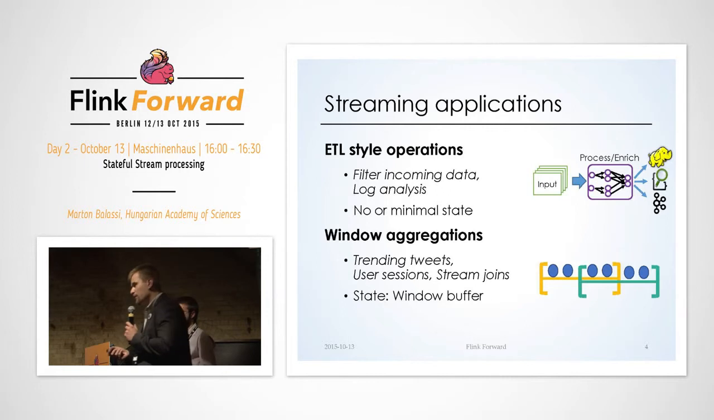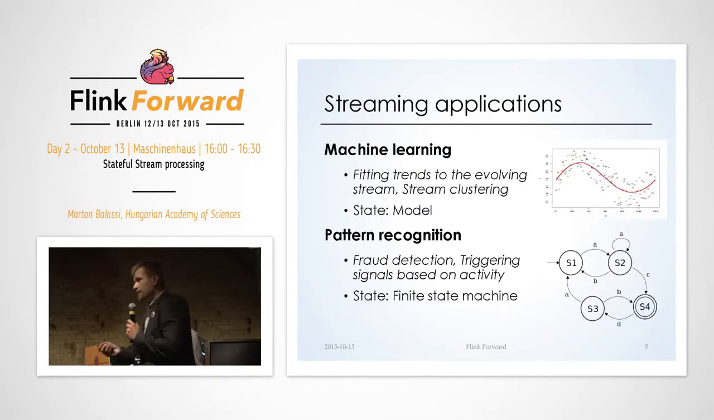What happens if you go into window aggregations? Well, if you have a large window buffer and suddenly it's lost because your machine is down, how do you retrieve that? How does the system retrieve that for you? That's some application where you have state. What happens if you go to more complex applications like machine learning? There you have the model state. Or if you go to pattern recognition, where you use a finite state machine to actually track the state of your application and do fraud detection, obviously you have state.